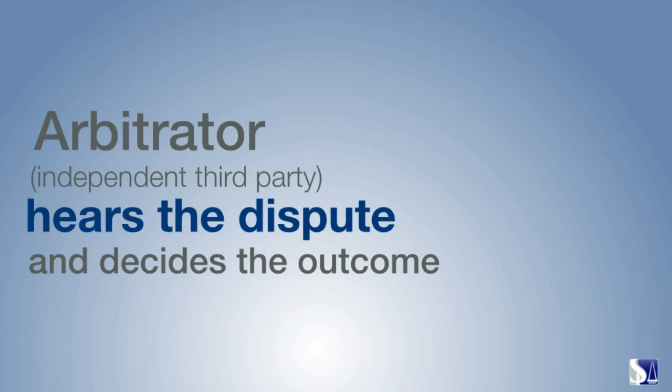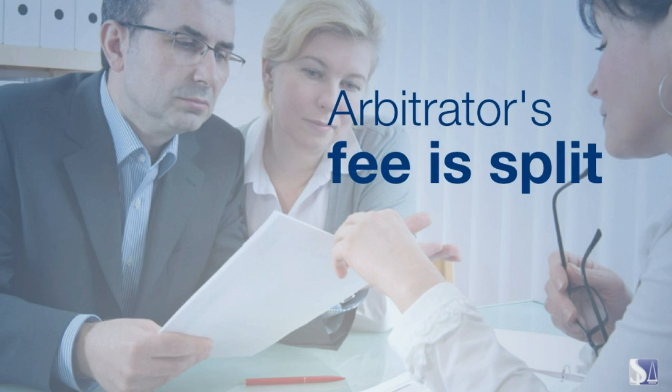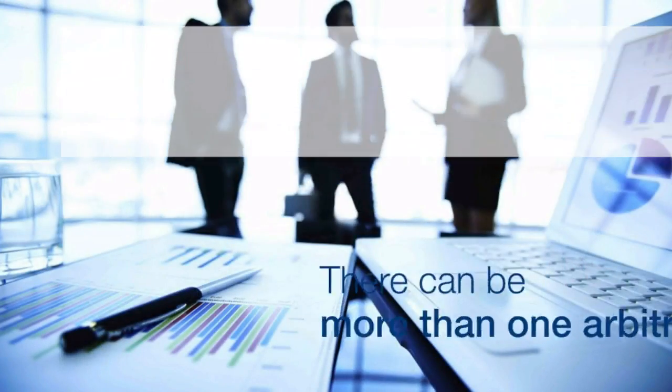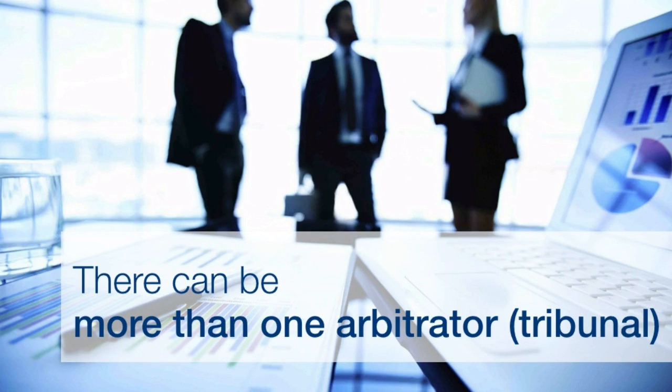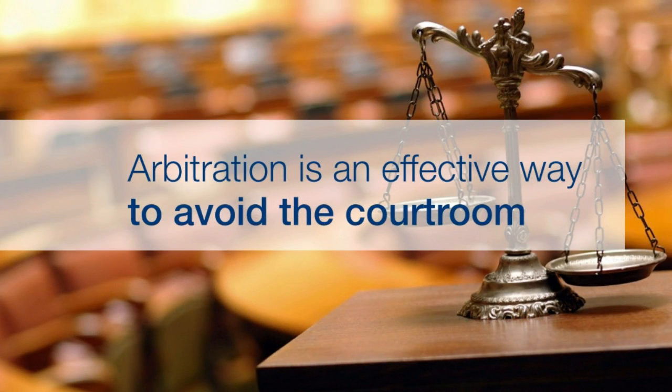The arbitrator's fee is commonly split evenly between both parties. In complicated matters, or when a substantial amount of money is at stake, there can be more than one arbitrator. This is known as a tribunal. Insurance companies use arbitration to avoid lawsuits whenever possible. With the high cost of litigation, many companies view arbitration as an effective way to avoid the courtroom. They can settle personal injury claims at a fraction of what those claims might cost if they were litigated.